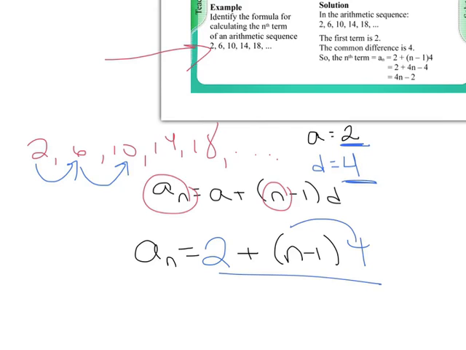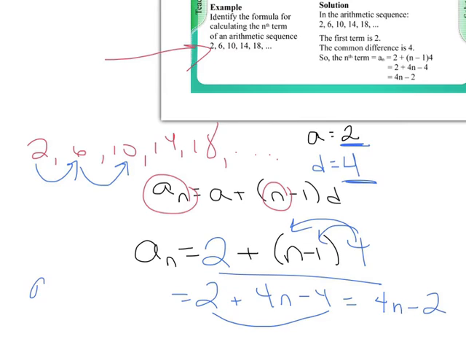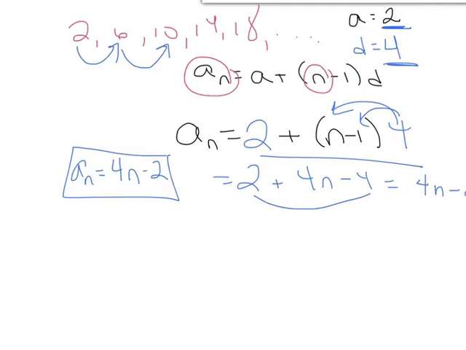The way I would do that is go ahead and distribute that 4, so I'd get 2 plus 4n minus 4, combine my like terms, which is 2 minus 4, so I'll get 4n minus 2. So that means that my formula for this sequence will be a sub n equals 4n minus 2. That will allow us to figure out any term in the sequence.